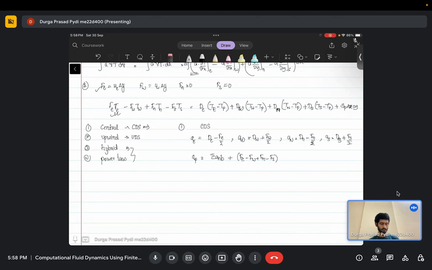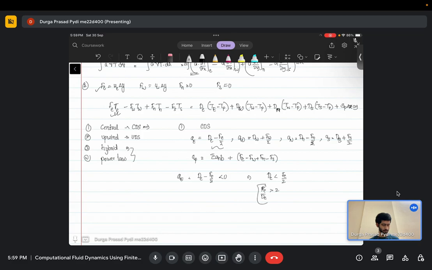The only problem with these coefficients, as discussed in lecture, is you might end up in some cases with negative coefficients. To be more specific, consider the east coefficient. This is DE minus FE by 2, which can become negative if DE is less than FE by 2. So FE by DE is greater than 2.